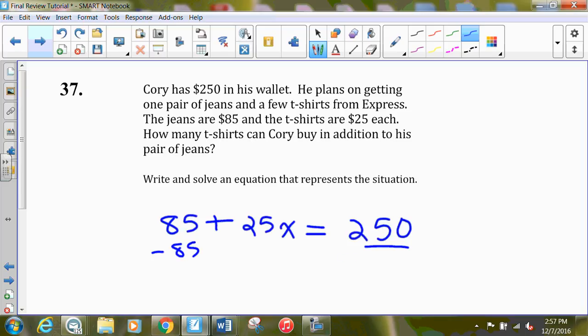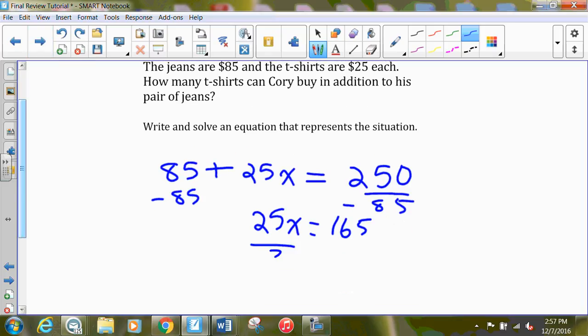Once again, if you can do this problem logically, go for it on this final. You don't have to show an equation. You can just figure it out using your beautiful math mind. All right, so that's 165, and then we're going to go ahead and divide both sides by 25, which equals 6.6.